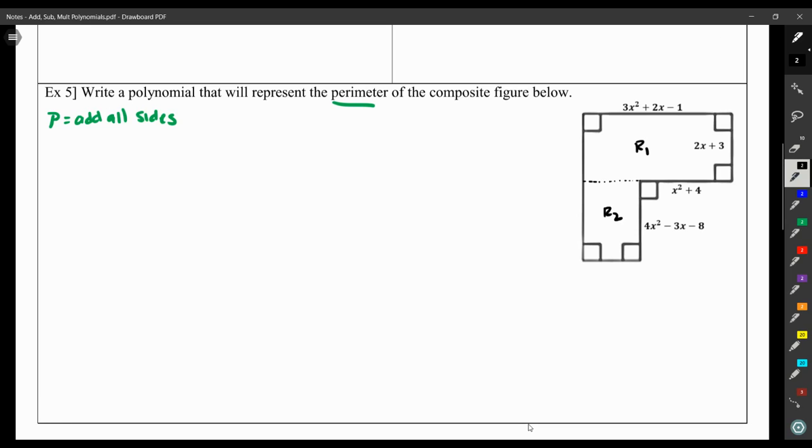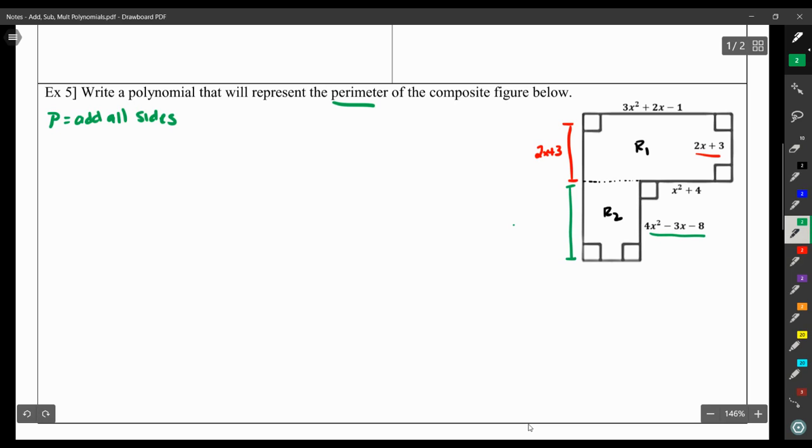And so trying to find rectangle 1, we're almost there. I do know, however, that this 2x plus 3 is also this space here. So this is 2x plus 3 as well. I also know that this green 4x squared minus 3x minus 8 is also this green distance over here.